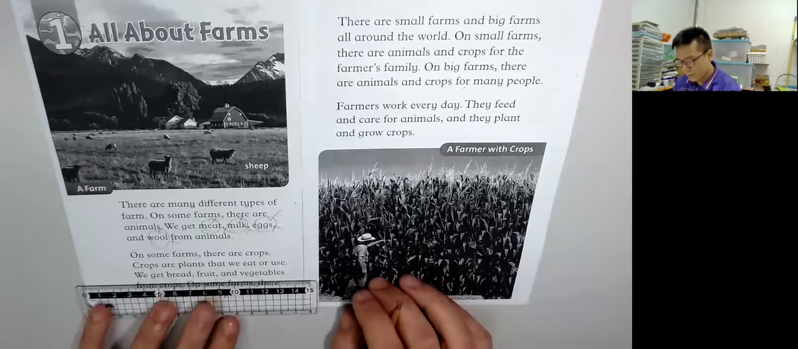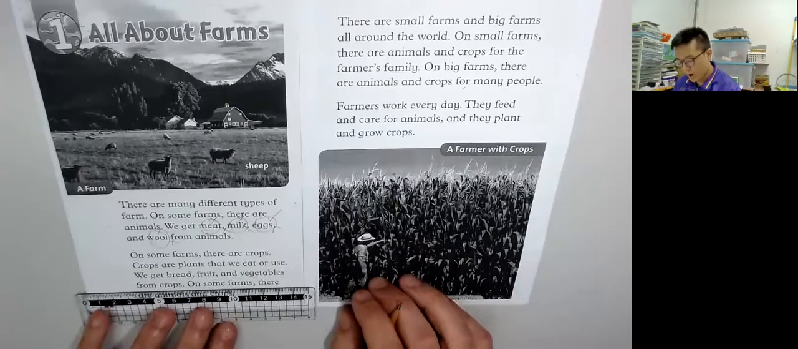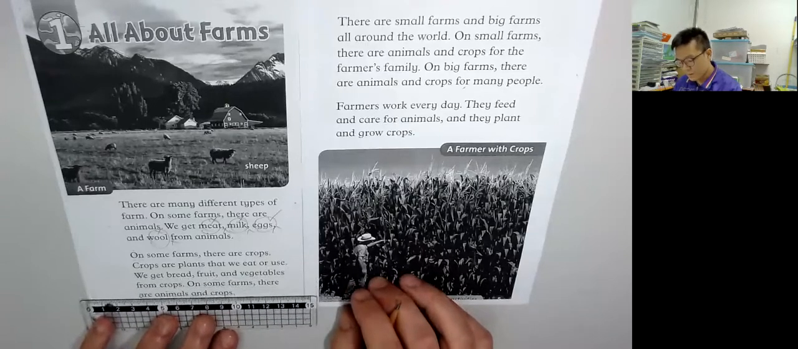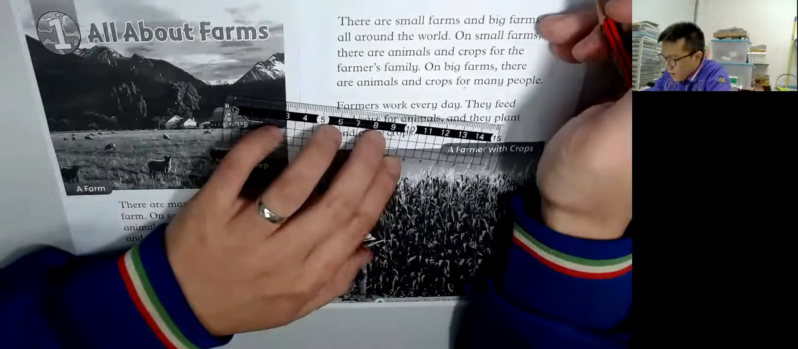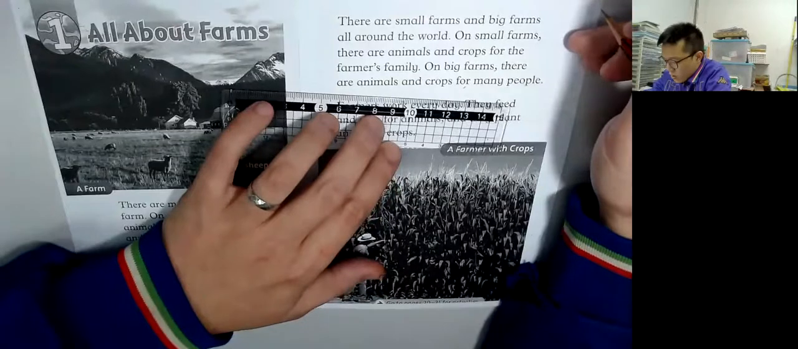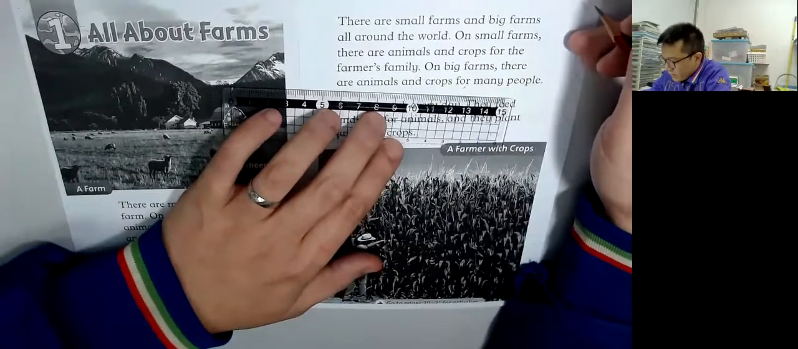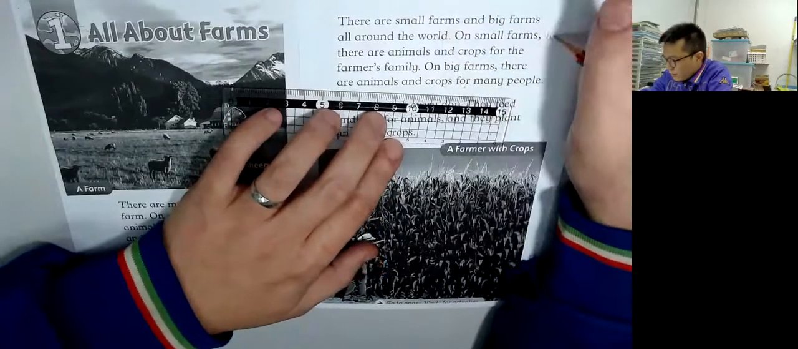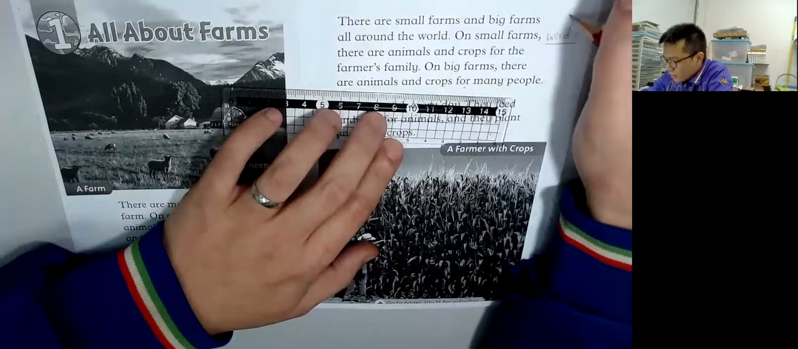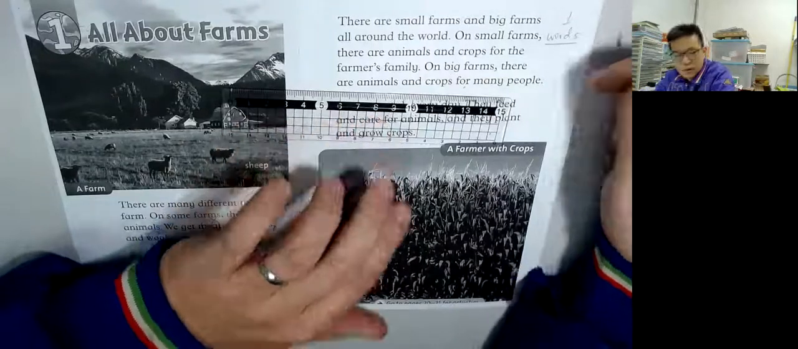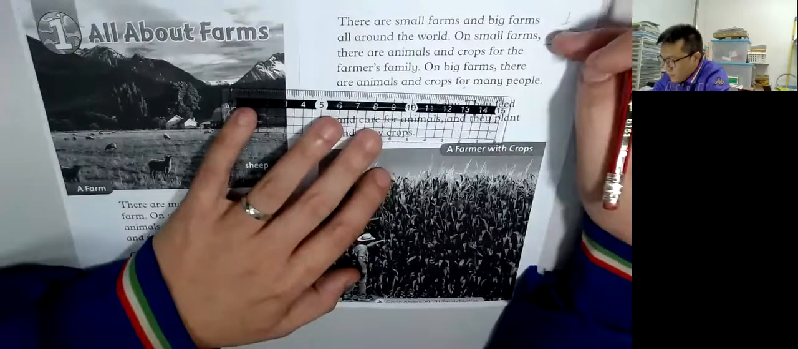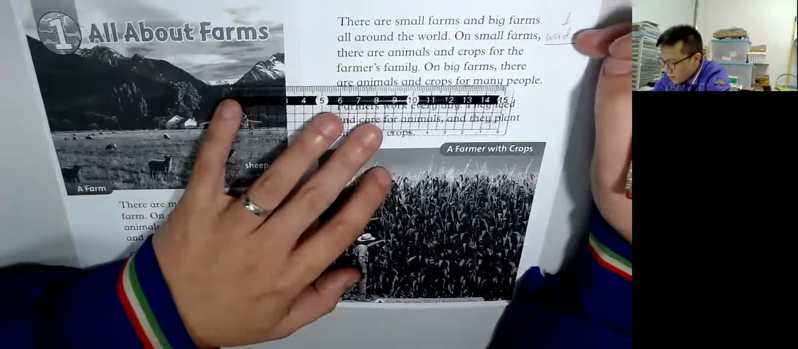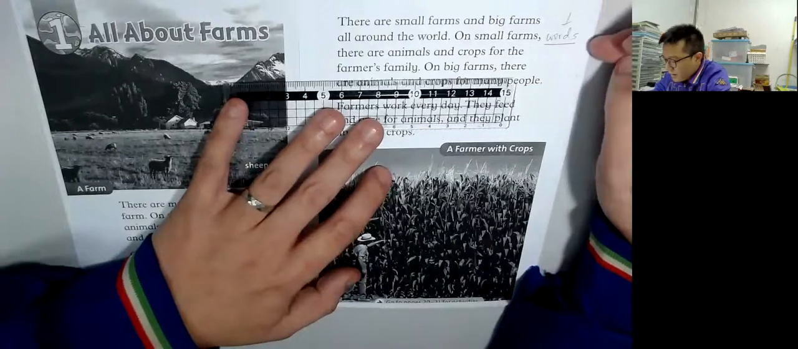We get bread, fruit, vegetables from crops. On some farms, there are animals and crops. There are small farms and big farms all around the world. 留意 world 是這樣算，生字 words 是這樣算，words. On small farms, there are animals and crops for farmers' family.